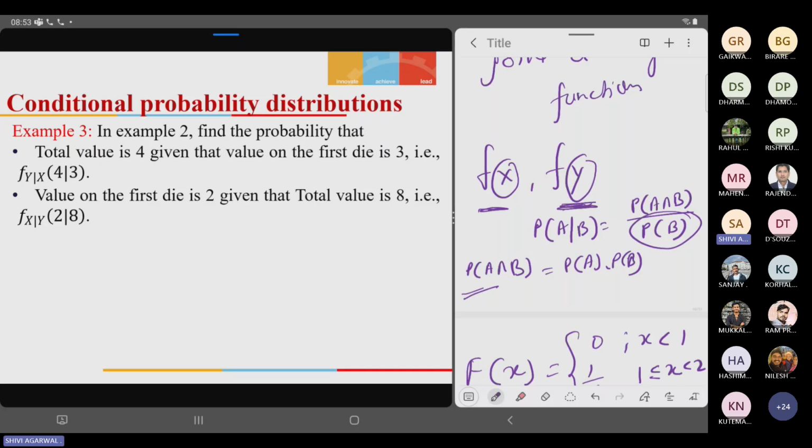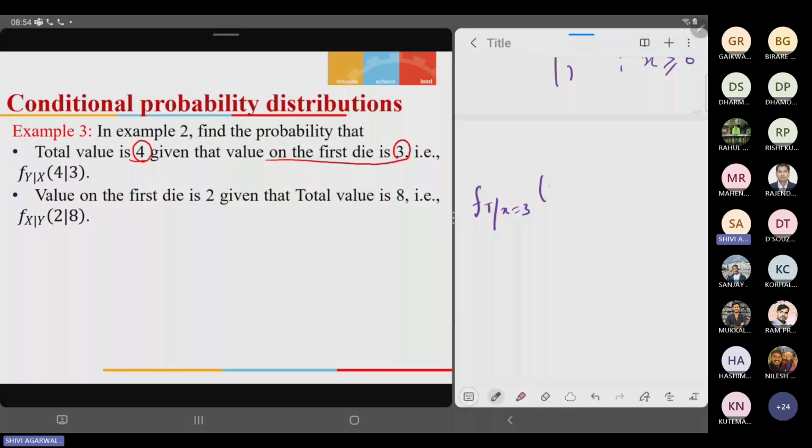So in example 2, because in example 1 the two random variables x and y we are talking about are independent, we can't find the conditional probability. So in example 2, we are taking variables that are dependent on each other. Then we are finding what is the total value of 4 given that the value on the first die is 3. So we have to calculate f of total value t given x is equal to 3. So here we are finding t is equal to 4.